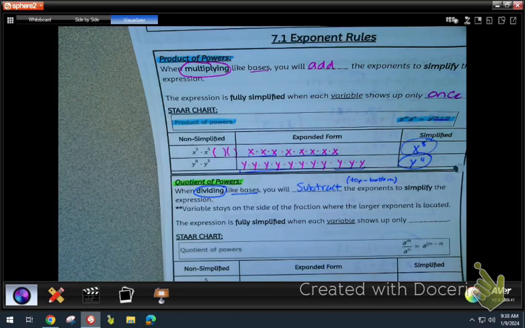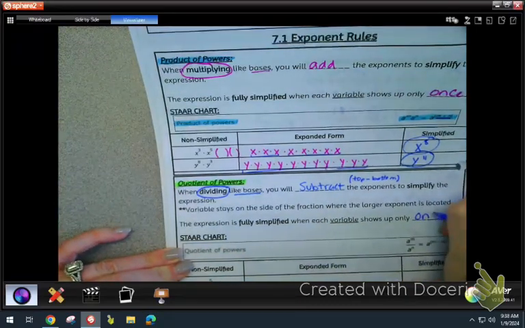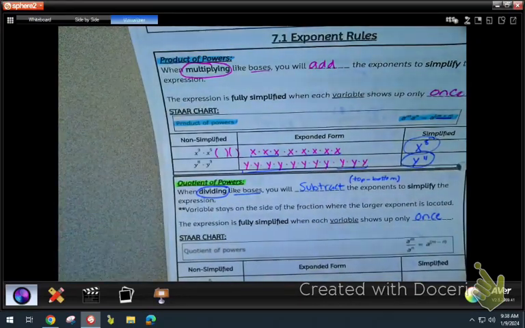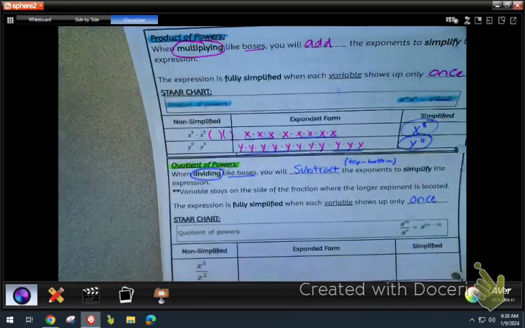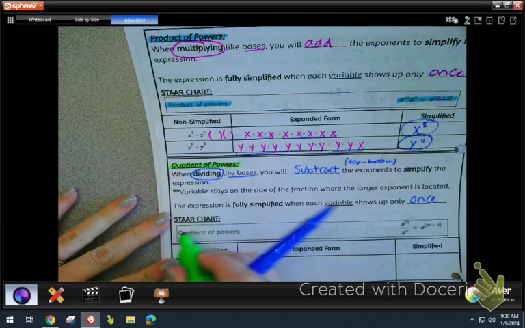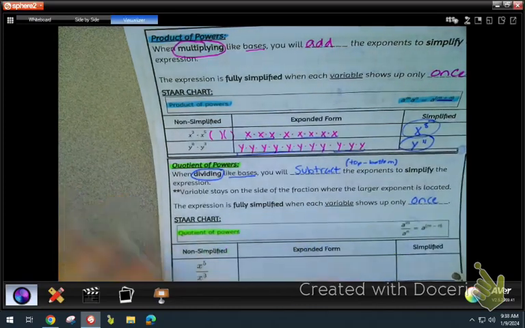So we put a little note here. It says variable stays on the side of the fraction where the larger exponent is located. I'm going to talk about that in a second. You're fully simplified when each variable or each base only shows up once. We're going to keep emphasizing that because sometimes people are not sure when they're done with a problem. You get one of each. Okay? So our quotient rule, again, this is on the formula chart. It says quotient of powers.